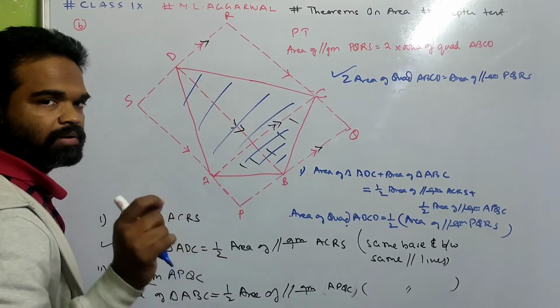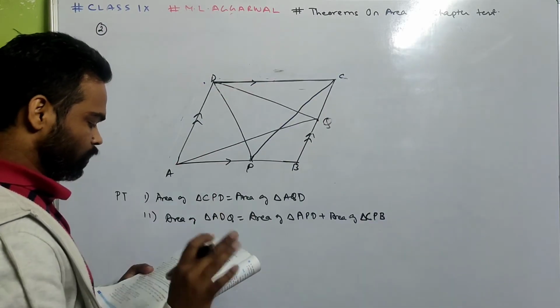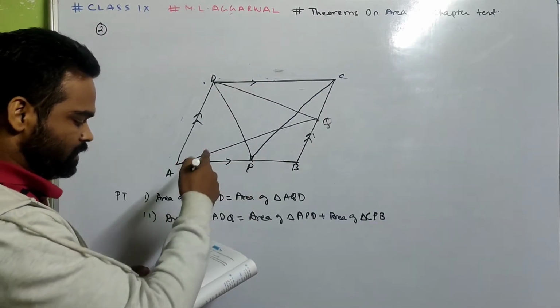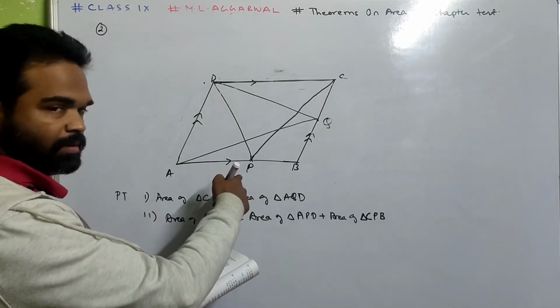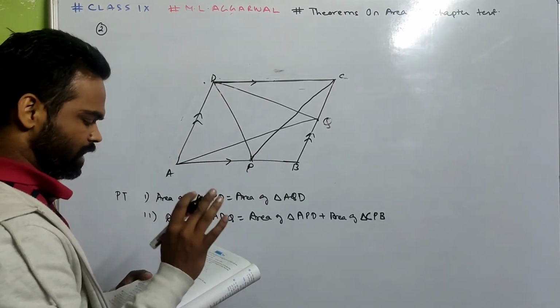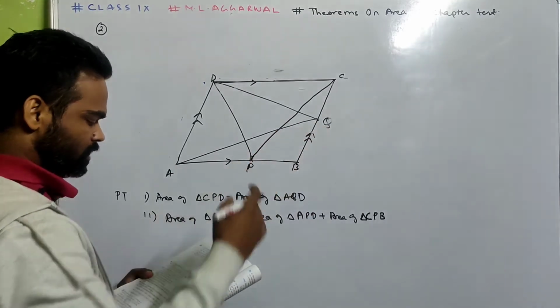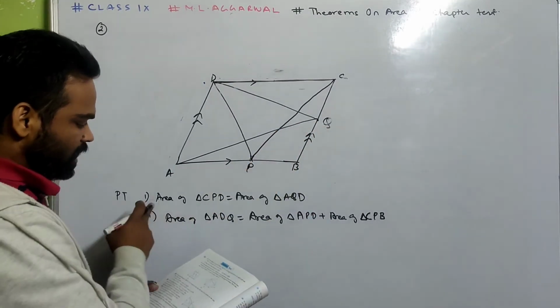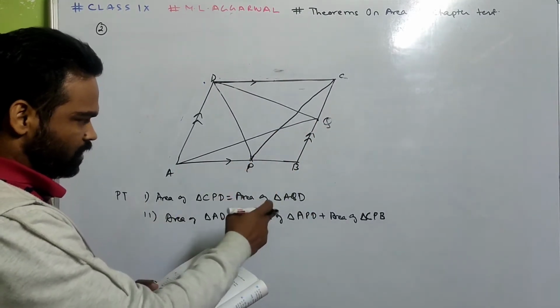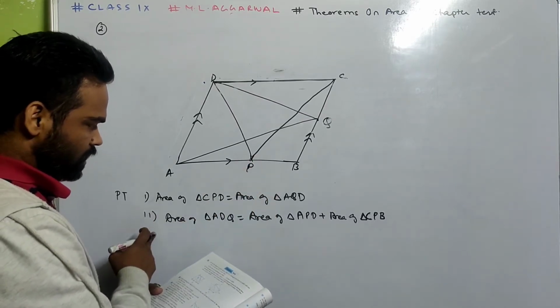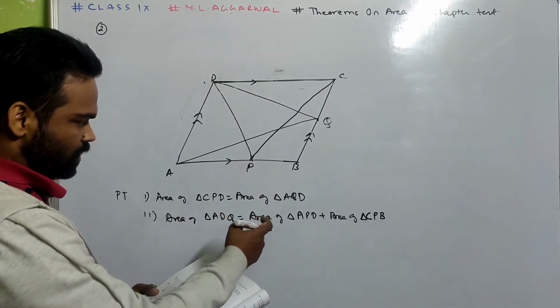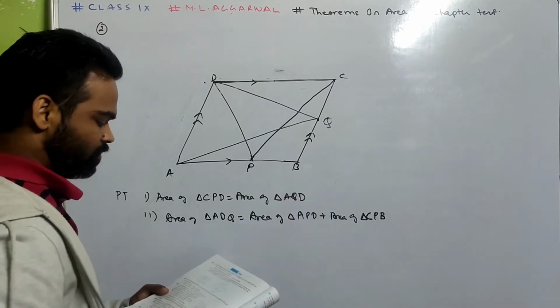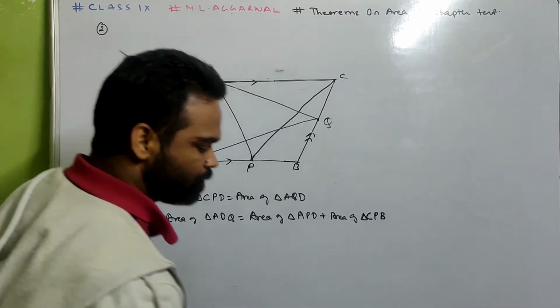Now let us look at number 2. In the parallelogram ABCD, P is a point on the side AB. The diagram was not there. I have drawn the diagram. And Q is a point on the side BC. Prove that area of triangle CPD is equal to area of triangle AQD and area of triangle ADQ is equal to area of triangle APD plus area of triangle CPB.